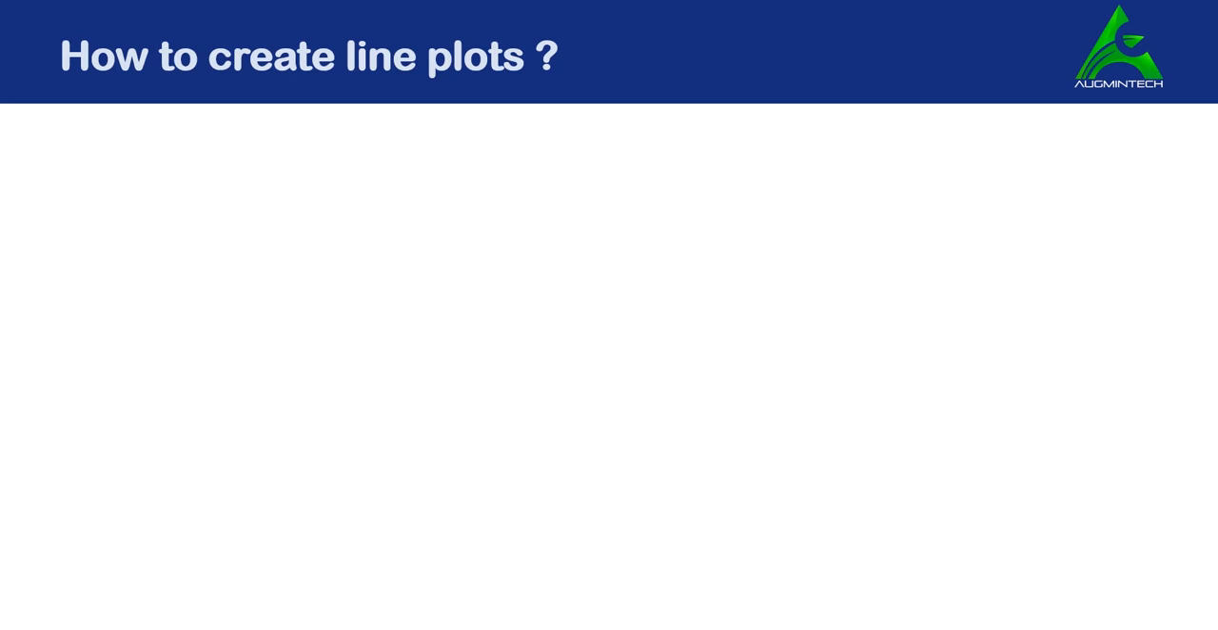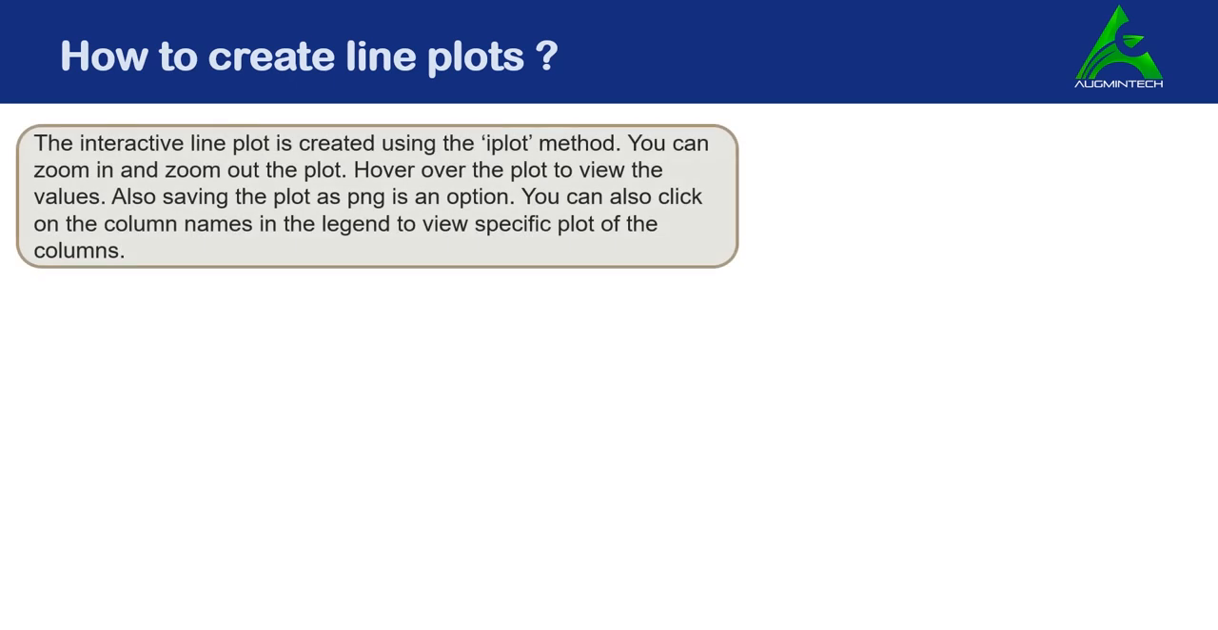And then how to create line plots. Now that we have our data set created, we can create an interactive line plot using the iplot method. You can also zoom in and zoom out of the plot and hover over the plot to view the values. While using Matplotlib and Seaborn, we didn't have the feature to hover over the points of the plot. But here in Plotly, because it is interactive, we can hover over the plot to view the points and the values of those points. Saving the plot as PNG is also an option.